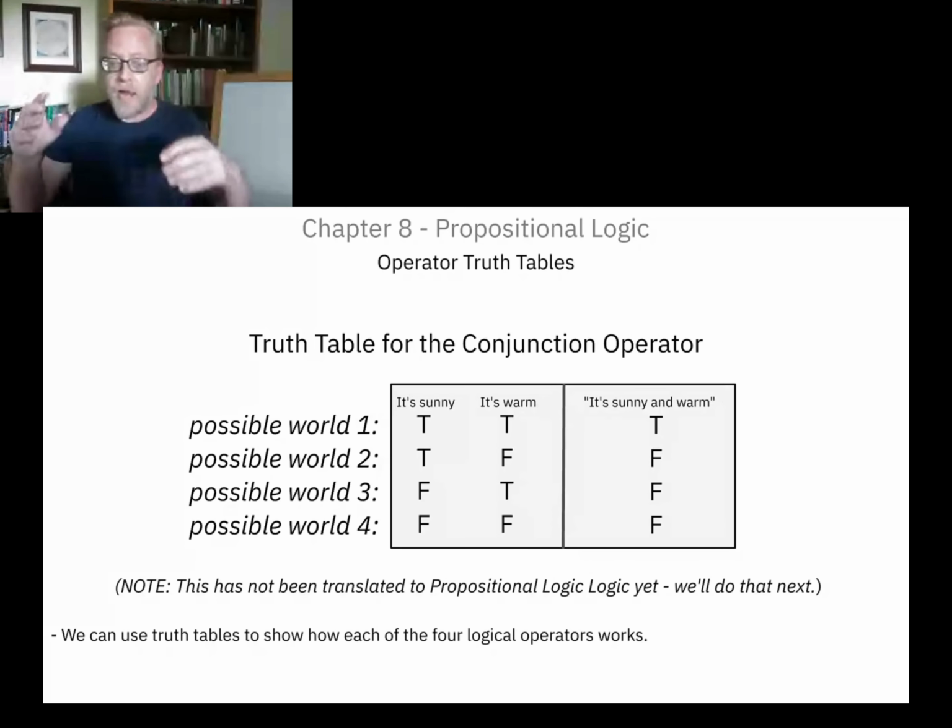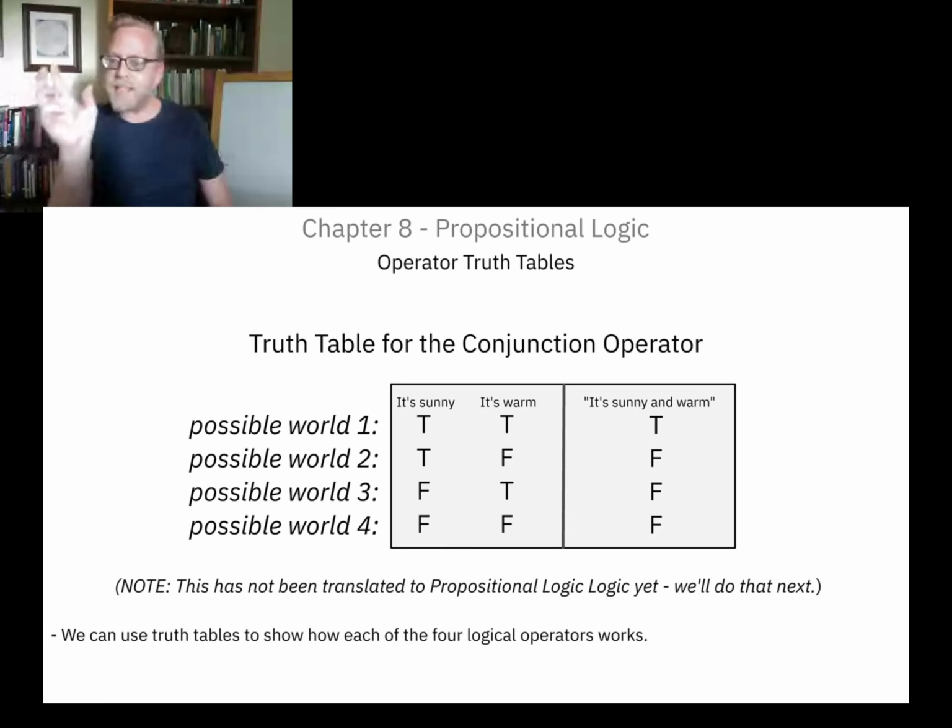And then we can see in the other worlds that it's going to be false, because in all the other worlds, either it's not sunny or it's not warm, or it's neither sunny nor warm, right? So that's why we have FFF underneath. It's sunny and warm, right? This should make sense, right? If you know how to speak English and, it's sunny and warm, well, if it's not sunny or if it's not warm, if it's neither, then what I said was false, right?